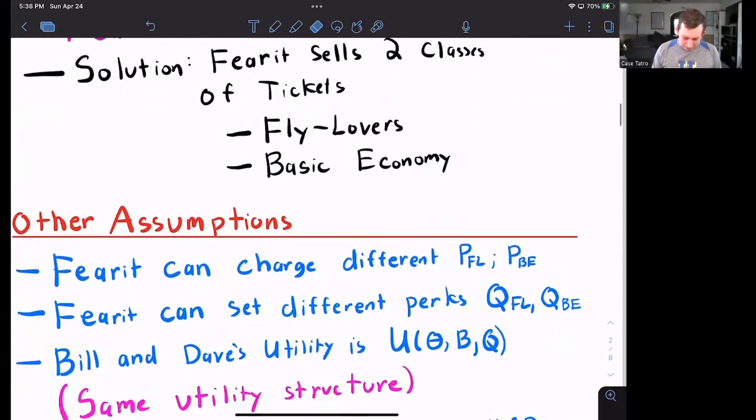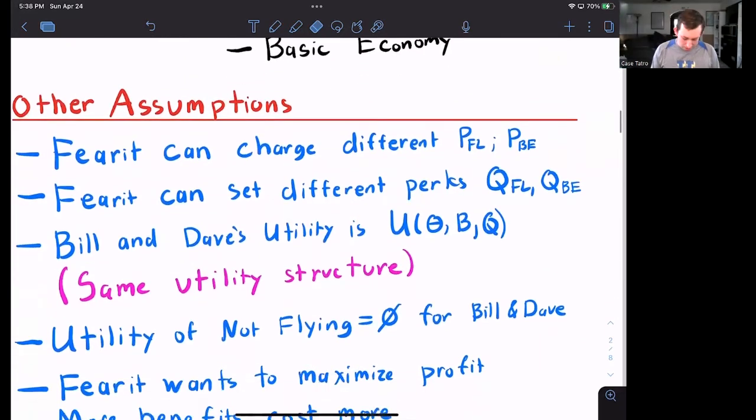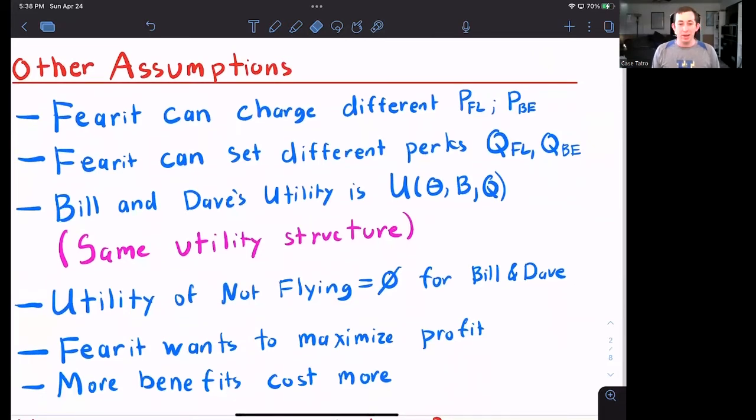We're going to say that Bill and Dave have a utility function. I'm not going to be super specific about that function. I'm just going to say it's some function of the price, of the quality, and of their type. And we are going to say that the utility of not flying is 0 for Bill and Dave, just to make it easier. And we are also going to say that Ferret wants to maximize their profit. That's coming straight out of the profit maximization problem. We are also going to say that if Ferret wants to give people more perks, so if the fly levers has more perks, it's going to cost Ferret more to give those perks.